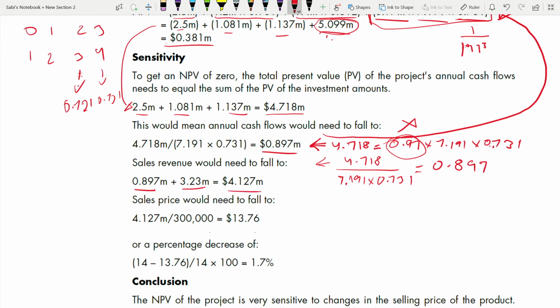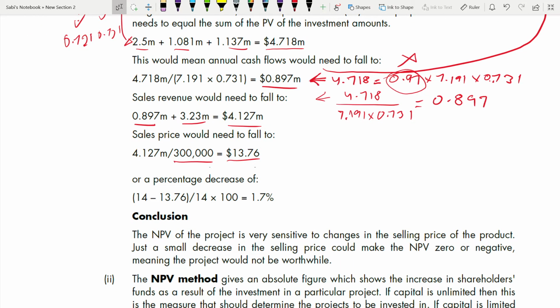Now for this sale, only your sale price will change, but your volume will remain the same. That's why this million is divided by 300,000, so you are getting the sale price. Selling price will change, but your volume will remain fixed at 300,000. They asked how much the selling price has to fall. Before, the selling price was 14. Now it is falling to 13.76. What is that change? It has to change by 1.7%. So the sale price has to fall by 1.7% before the net present value can be 0.